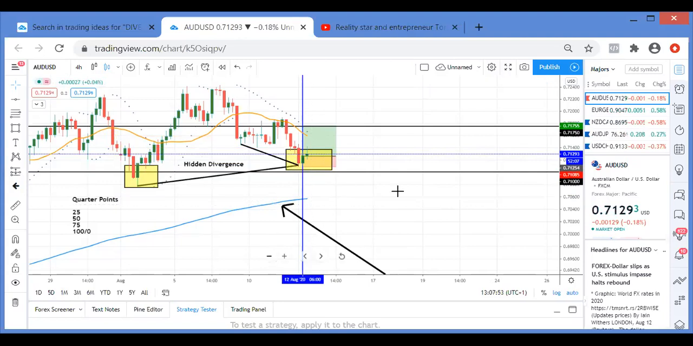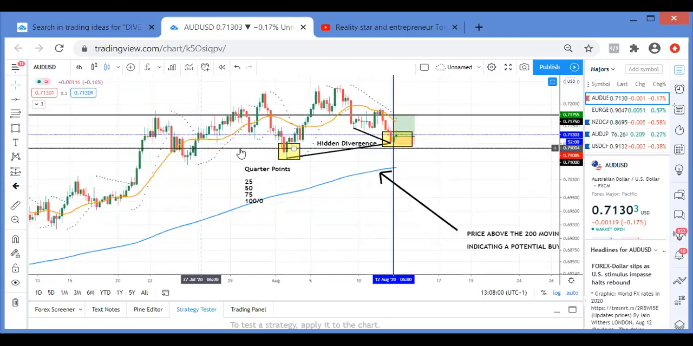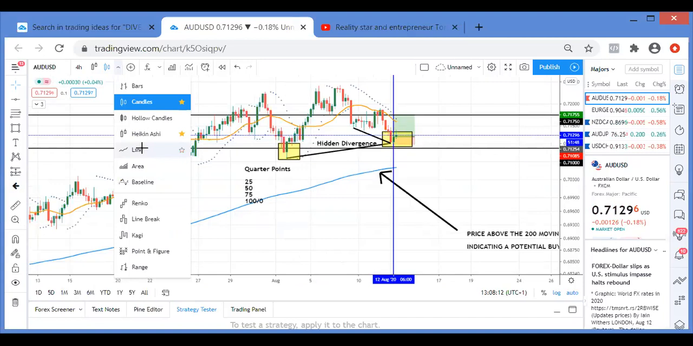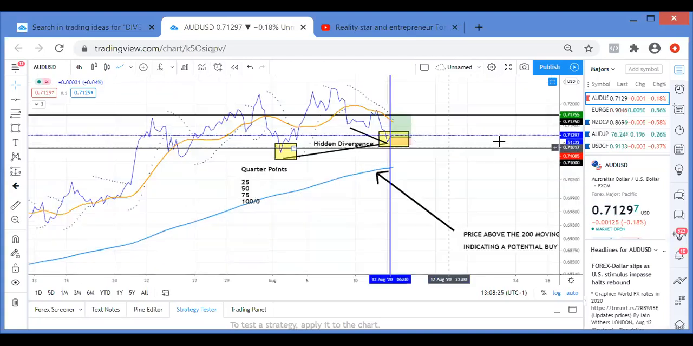But the way I know that this line here is valid is by looking to my left. When I look to my left, there's structure. Can you see? It came here, hit it. Came here, hit it. There's structure here. The easiest way to see structure is by going to a line chart. Now, look at this. It came down, touched it, went up, came down, touched it, went up, came below it, up, came down, touched it, came up, nearly touched it. So I know for a fact that this area is an area of interest.